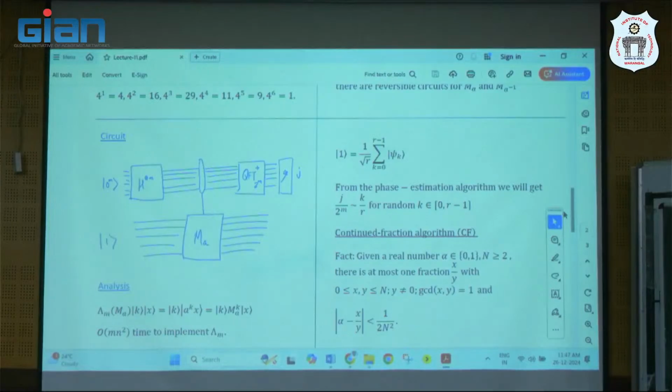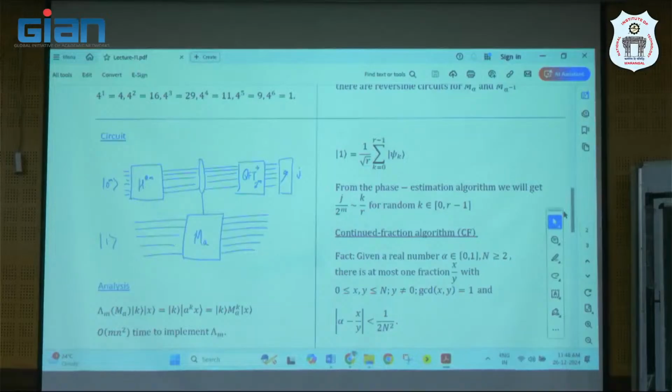Have you ever heard of the continued fraction algorithm before? What does it do? Given a real number alpha and a number n, there is at most one fraction x over y, with x and y both between 0 and n, y not equal to 0, x and y relatively prime, and x over y is a good approximation of alpha. How good? Error 1 over 2n squared.